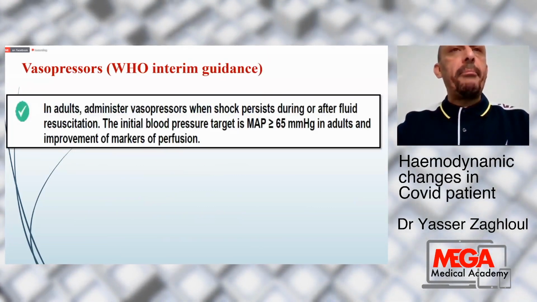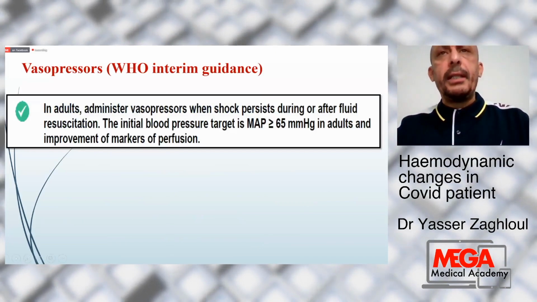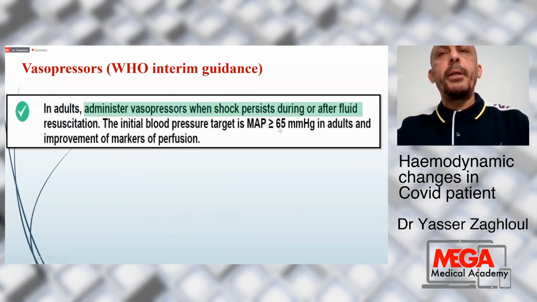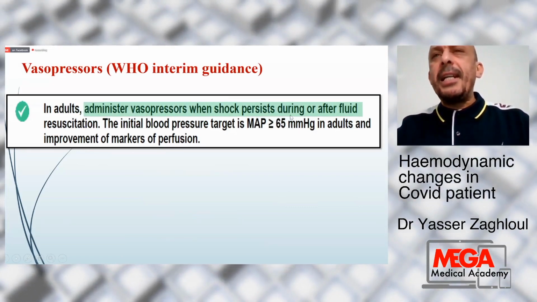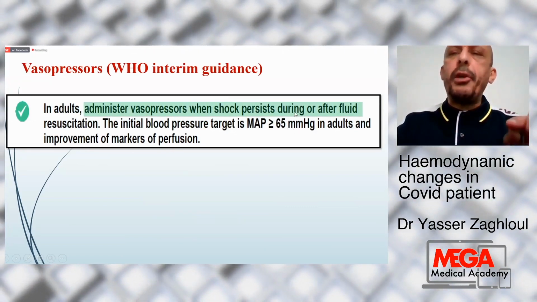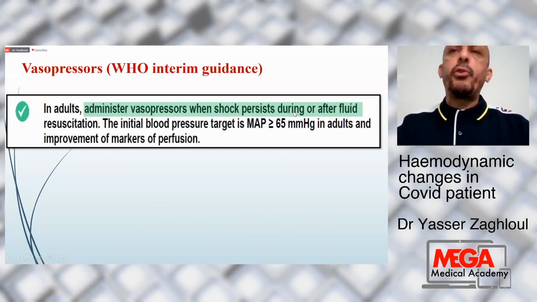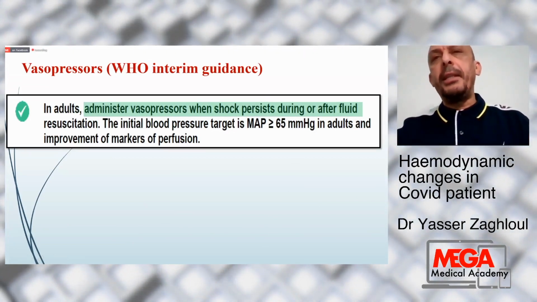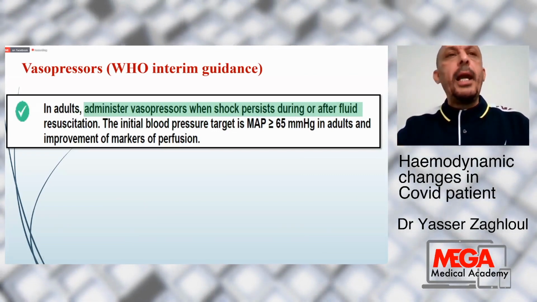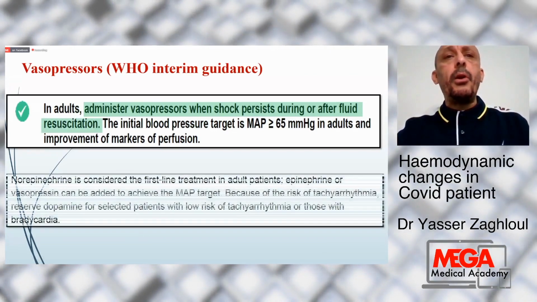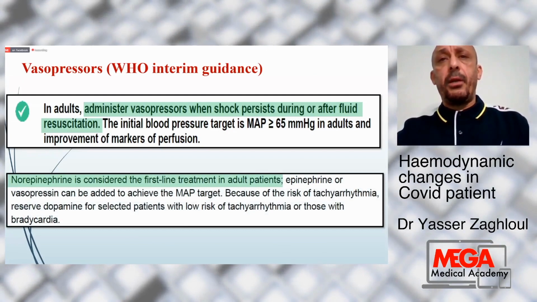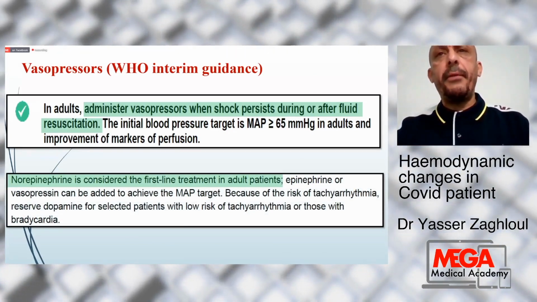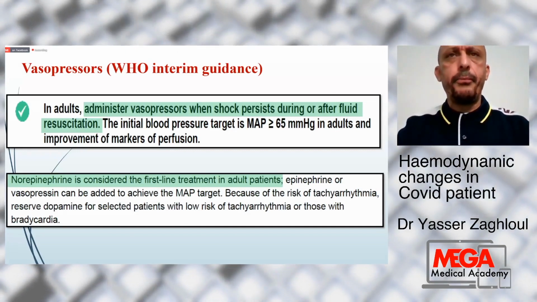Now we will come back again to the WHO DREAM guidance. They recommend a MAP of 65, but the point here is to use the nor-epi during the IV fluid. Don't wait for fluid responding or not responding. You can use it a little bit earlier. And nor-epi again is the first drug of choice. So there is no difference between the Surviving Sepsis Campaign and WHO.